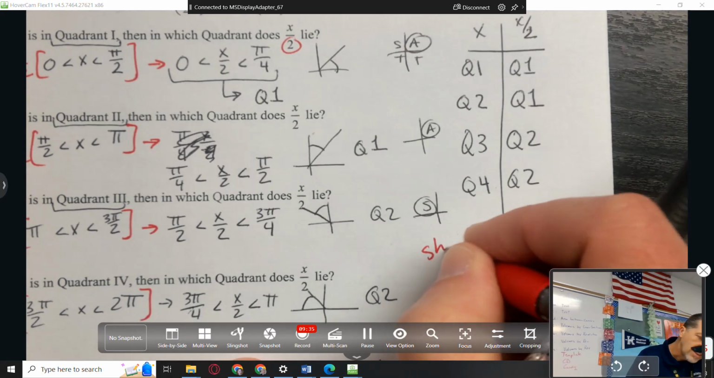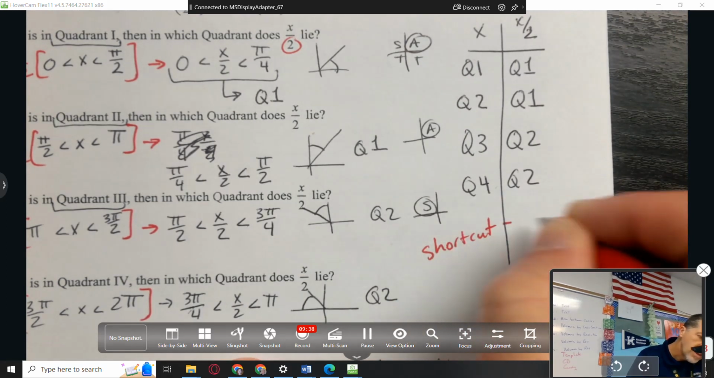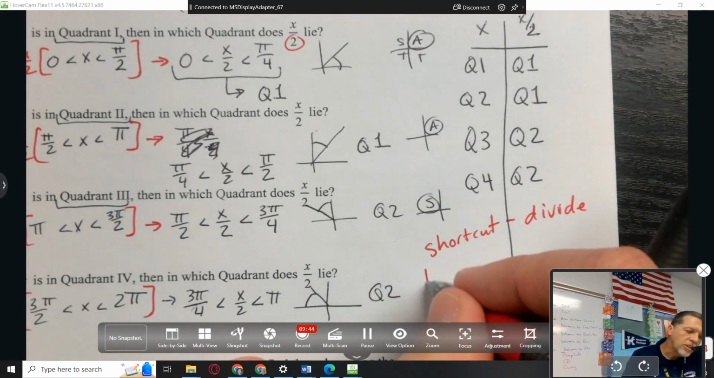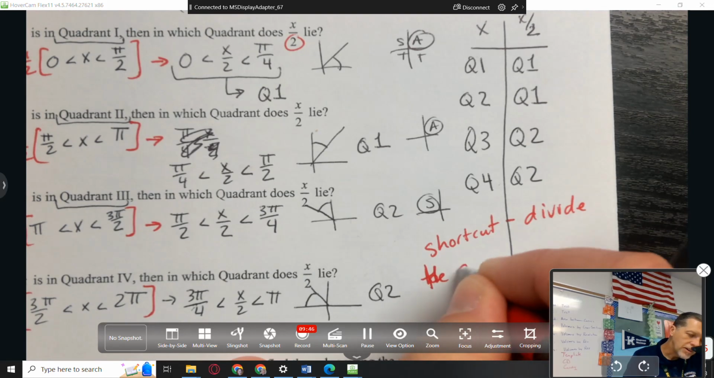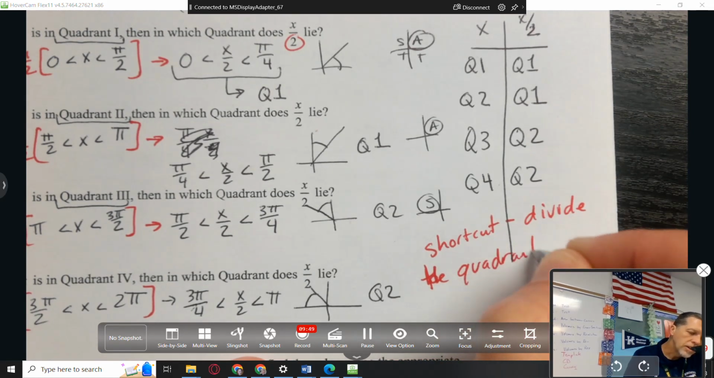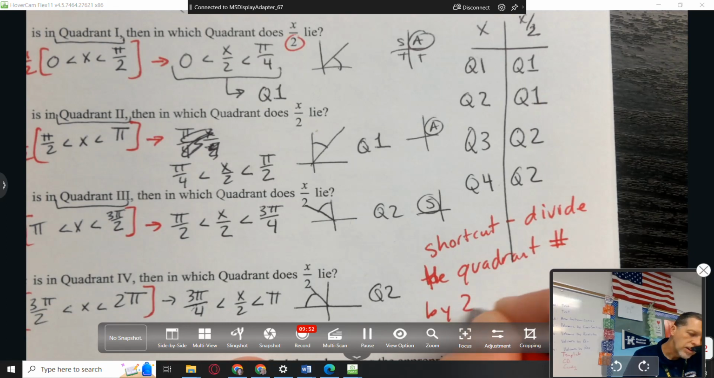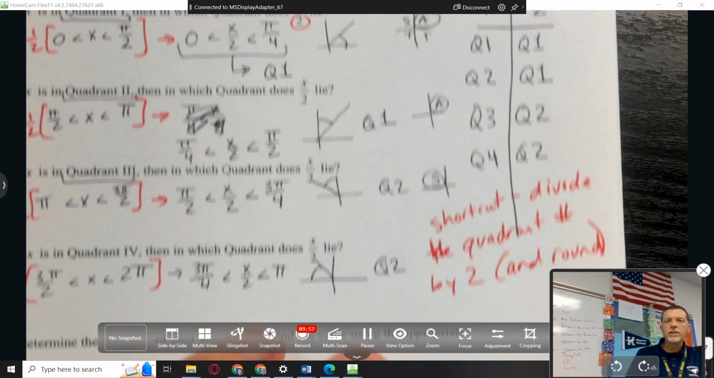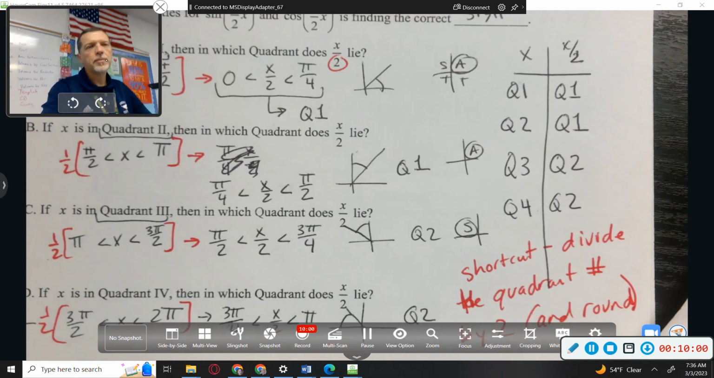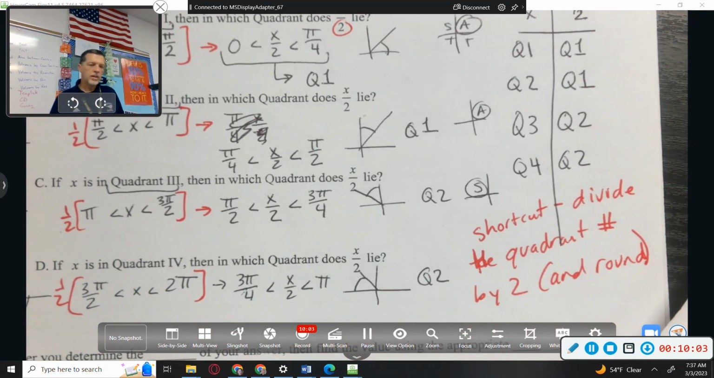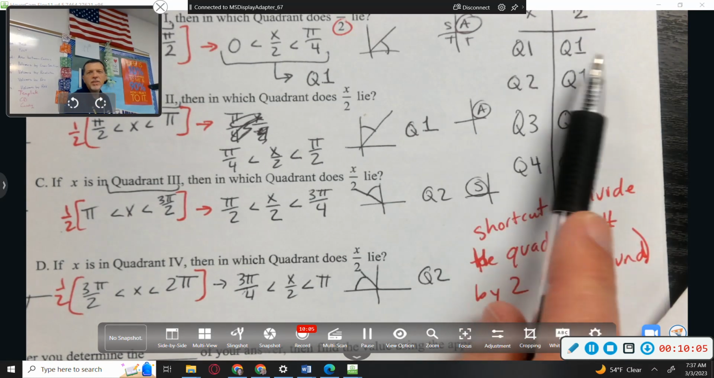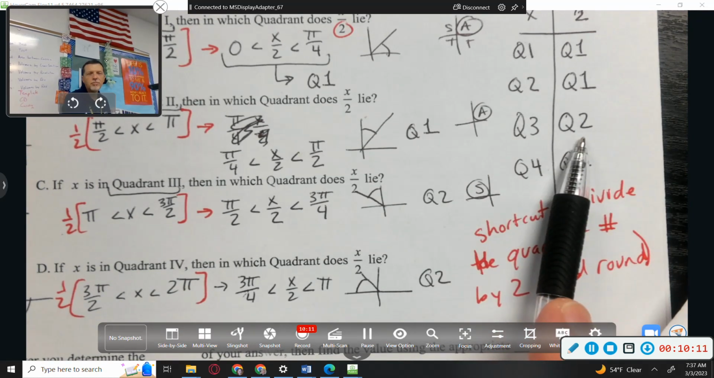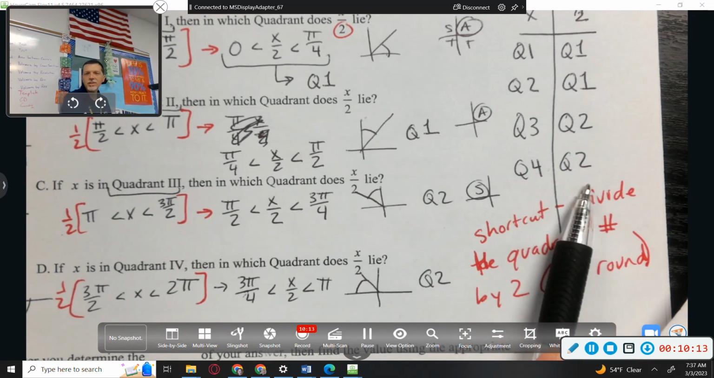Here's your shortcut. Instead of thinking about drawing quadrants and writing all that stuff out, just divide the quadrant number by 2. And occasionally you have to round, but you know how to round, so no big deal there. So 1 divided by 2 is a half, but that rounds to 1. 2 divided by 2 is 1. 3 divided by 2 is 1.5, which is 2. 4 divided by 2 is 2.